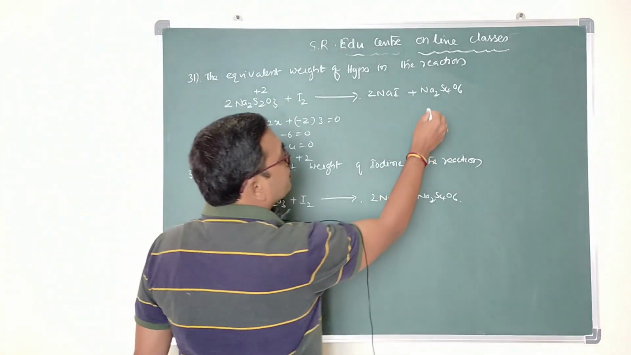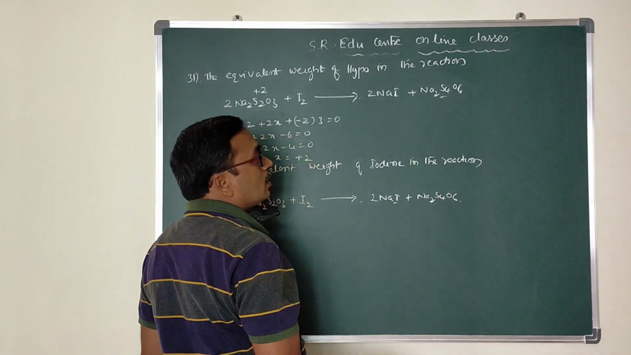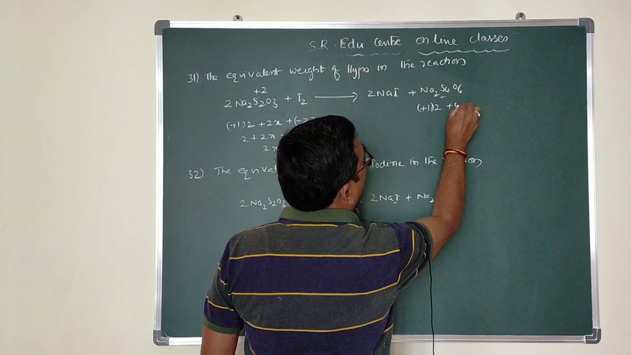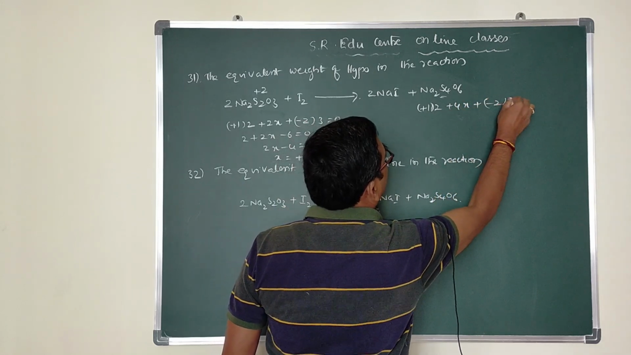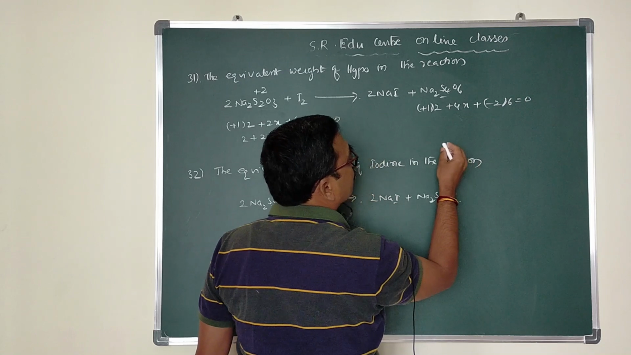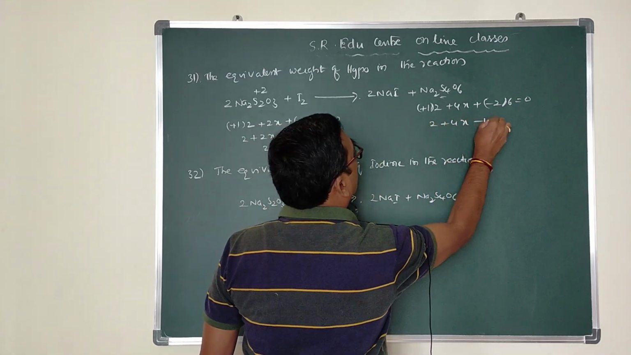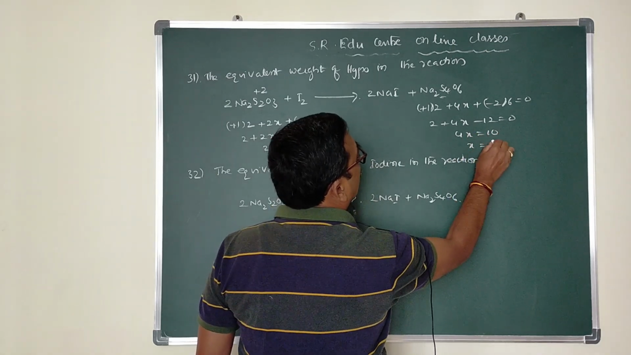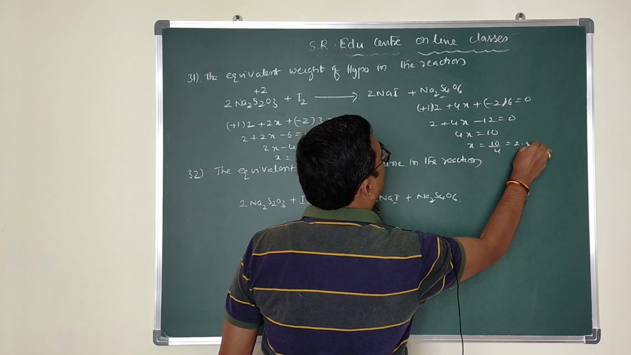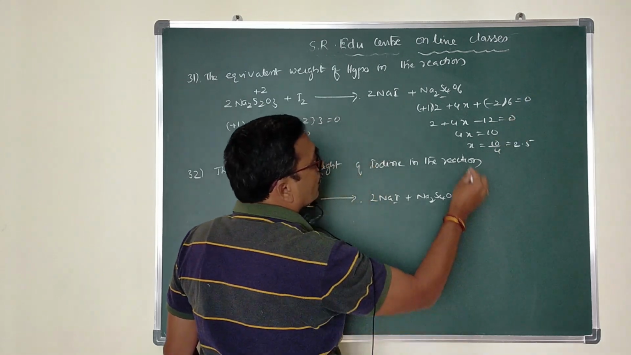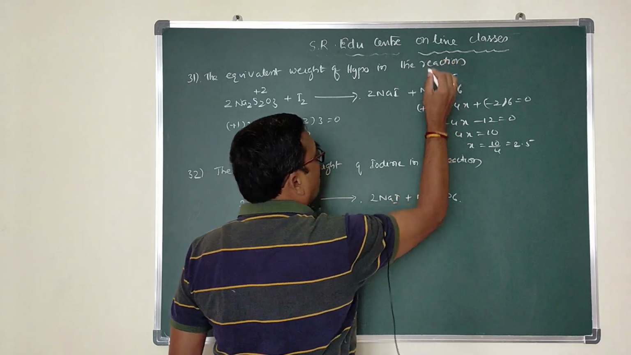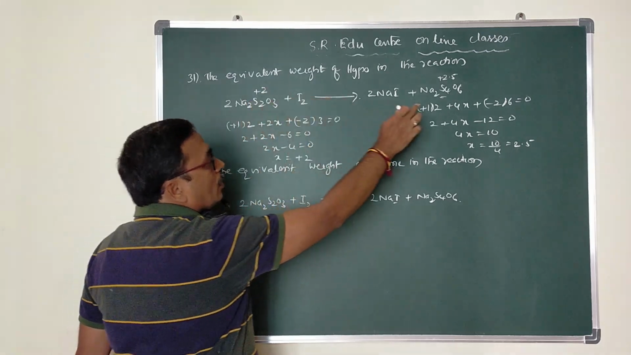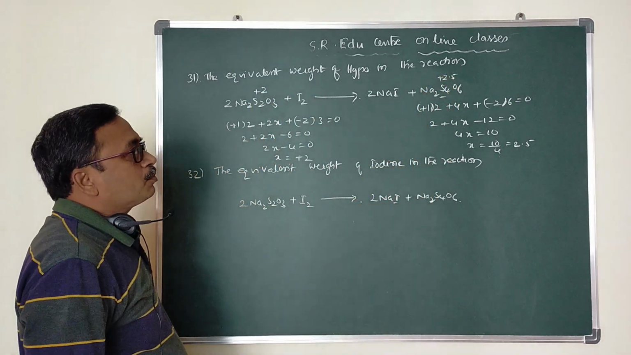On the product side, we have to find the oxidation state of sulfur. Here also, +1 into 2, plus 4x, plus -2 into 6 is equal to 0. 2 plus 4x minus 12 is equal to 0, 4x is equal to 10, x is equal to 10 by 4, that is 2.5. So on the reactant side, the oxidation state of sulfur is +2, and on the product side, it is +2.5.